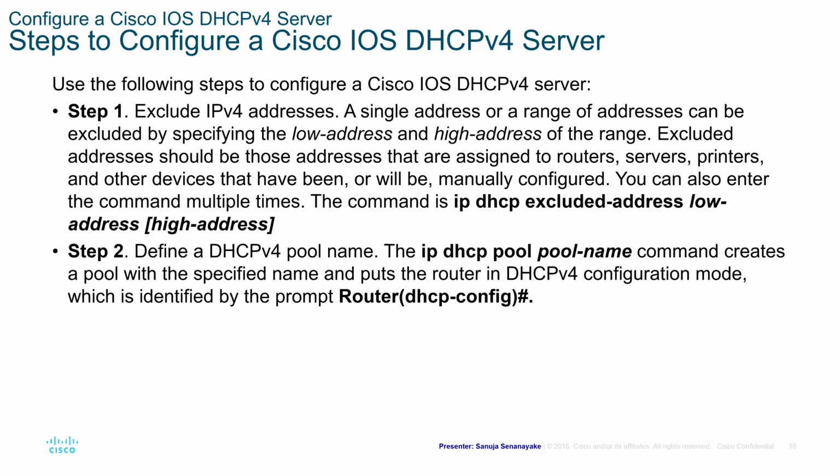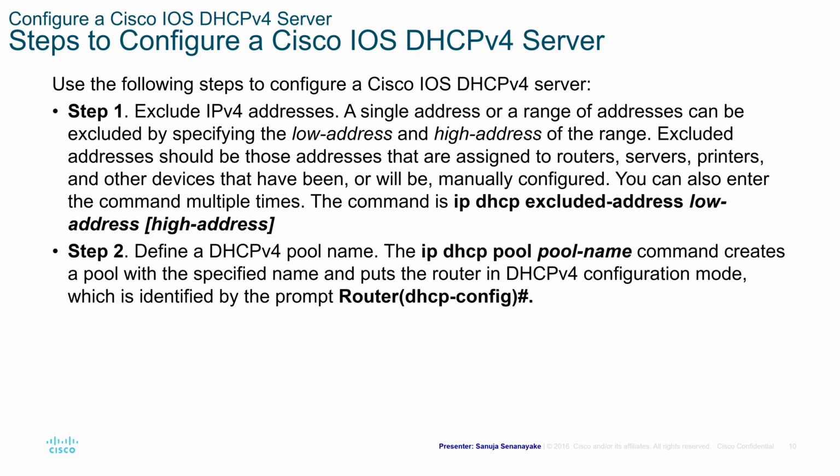You can also enter the command multiple times. The command is ip dhcp excluded-address, followed by the low address and then the high address. Again, I will go through them in a live demo as well as some additional slides later. Just remember that's the command we're going to use.